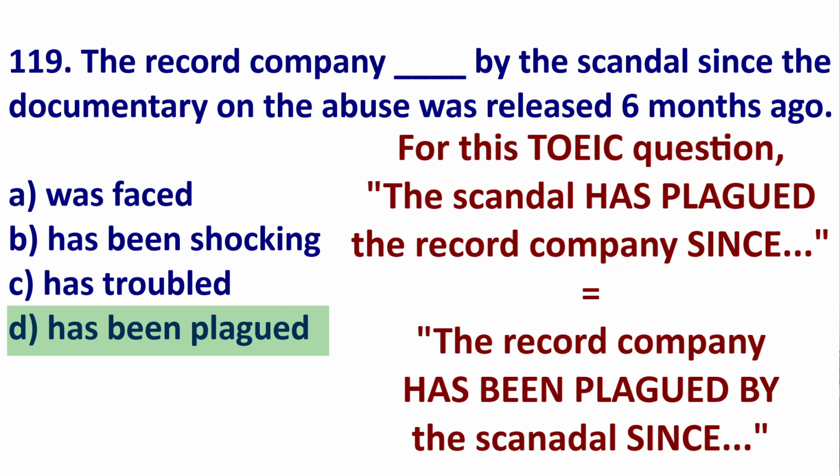So in this Toeic question, we know we need present perfect and we know we need passive voice. The active sentence would be the scandal has plagued the record company since. In passive, I'm starting with the object. So the record company, now I'm using passive, has been plagued. It is passive, it is present perfect, it is correct. So the answer is D.